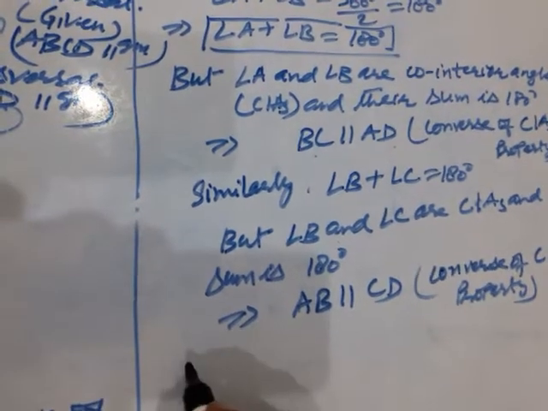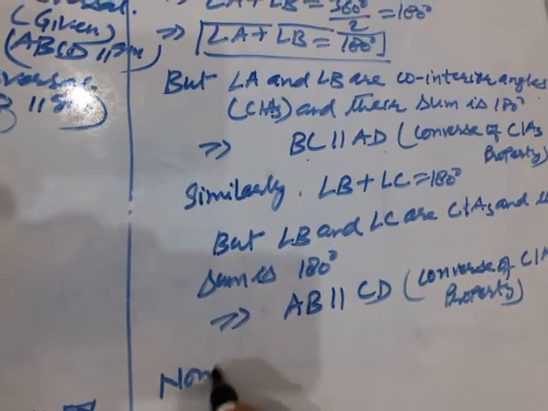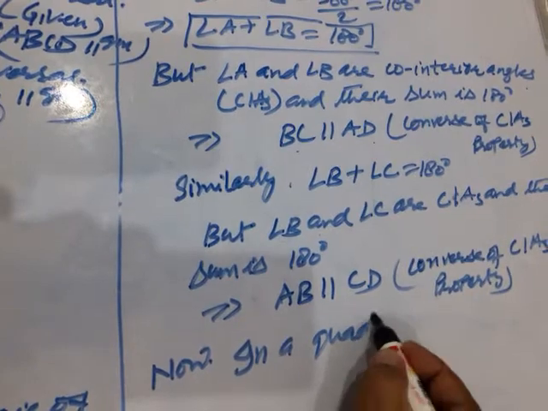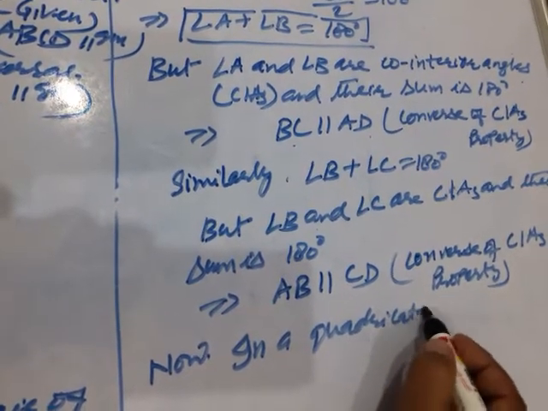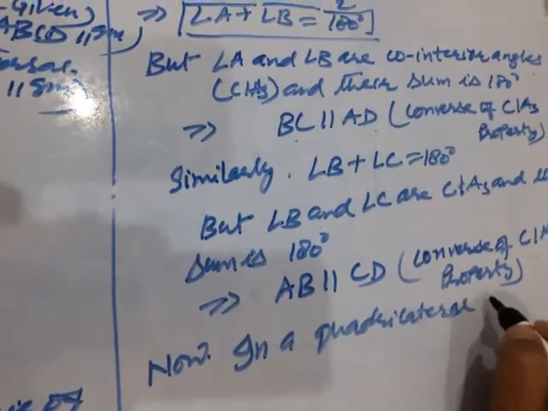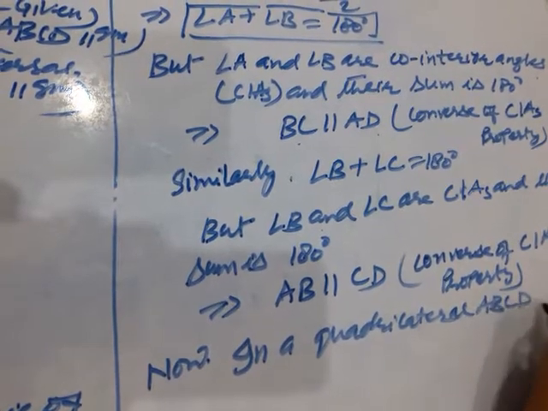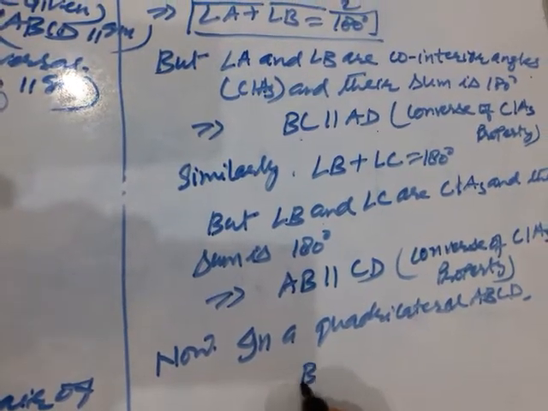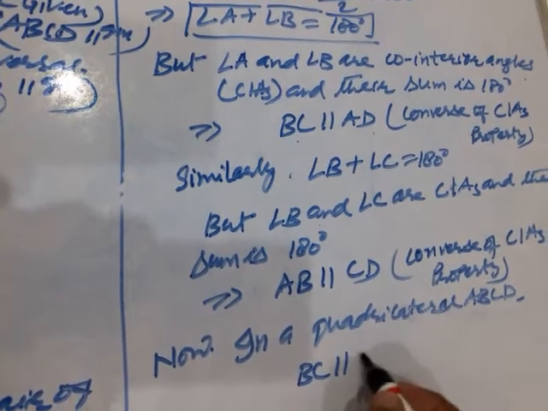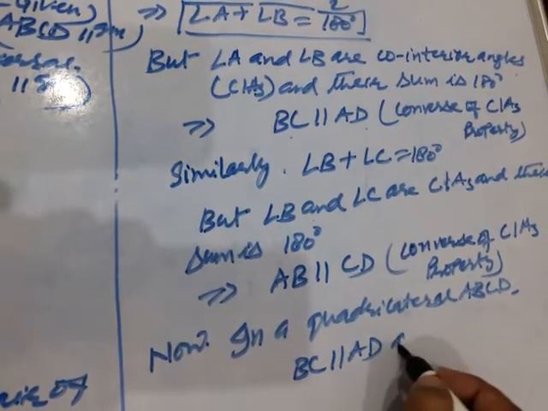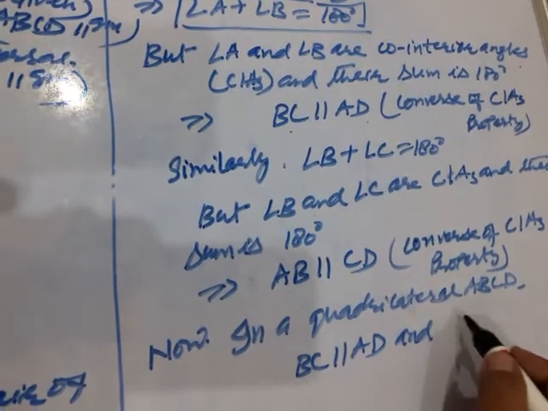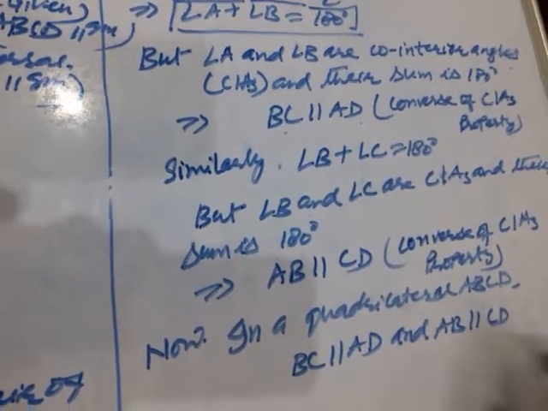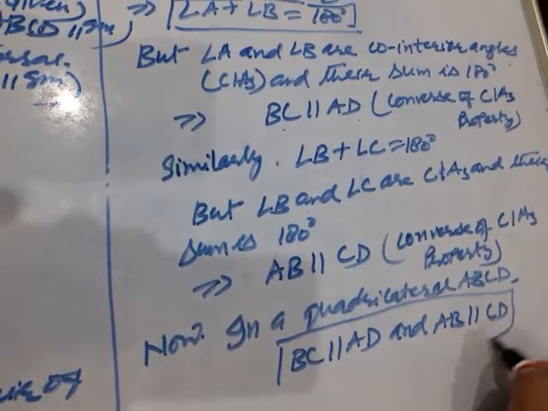Okay children, so now in a quadrilateral ABCD, what do we have now? That is BC is parallel to AD, and what is AB parallel to? AB is parallel to CD. Okay children, this we have proved.